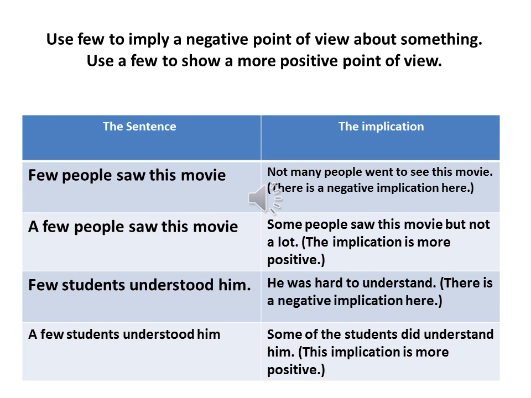Third sentence: few students understood him. He was hard to understand. There is a negative implication here. Last sentence: a few students understood him. Some of the students did not understand him, and the others did understand him. The implication is more positive.